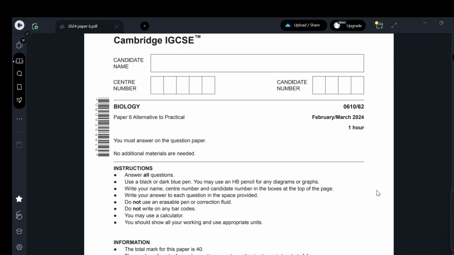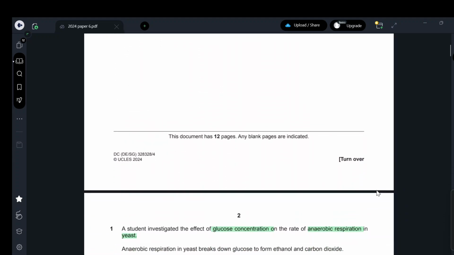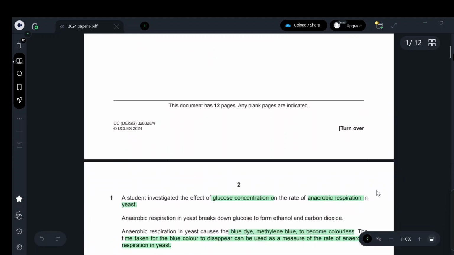March 24, paper 6. The same ideas that came in all the previous exams were here. Same ideas.